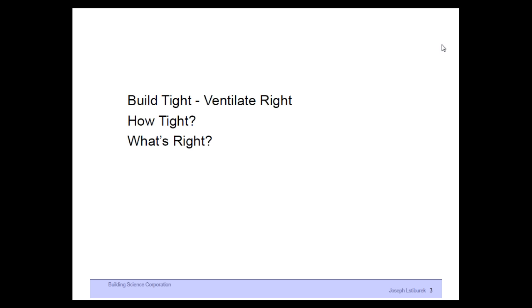That 0.3 is very close to 3 air changes per hour at 50 pascals for a typical compartment. The 0.3 is also now the ASHRAE standard 62.2 compartmentalization number. So I think we're pretty close to deciding how tight is practically achievable. The question of what's right now needs to be addressed. Next.